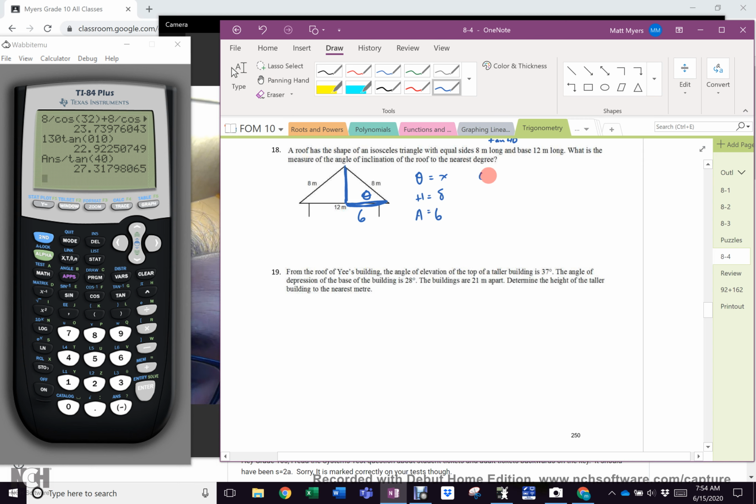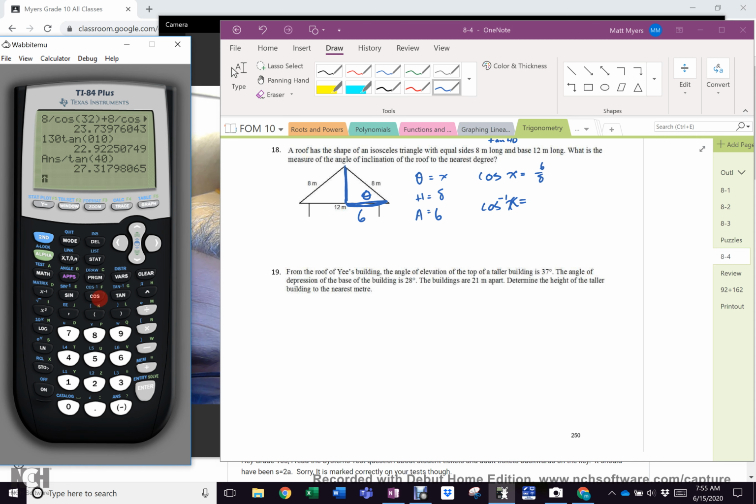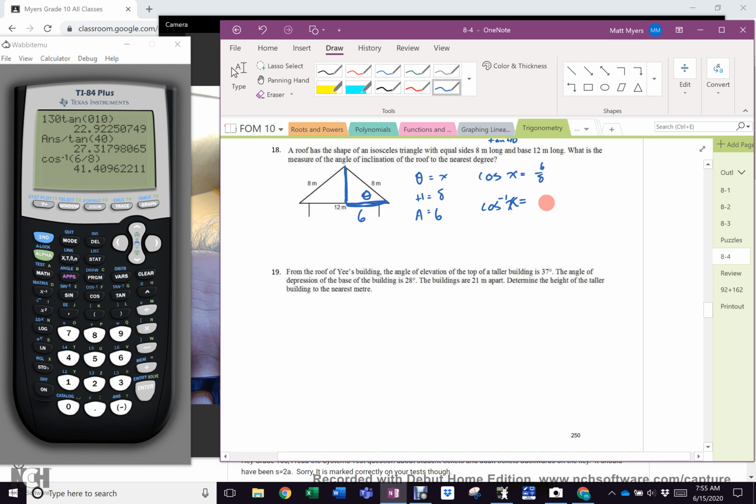What uses A and H? Cosine. Cosine x equals 6 over 8. So shift cos of x equals shift cos 6 divided by 8. Now I know that's 3/4 and it's 0.75, but I just wanted to remind you that you can do division. 41 degrees.